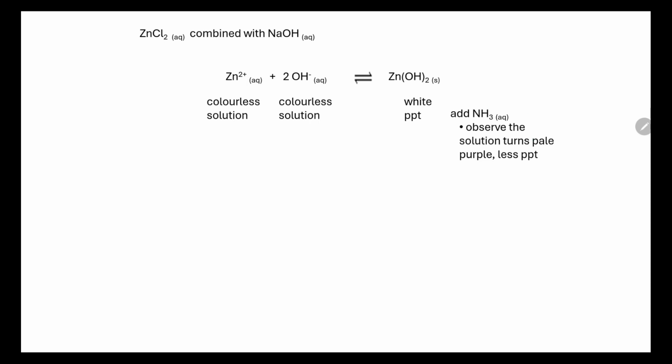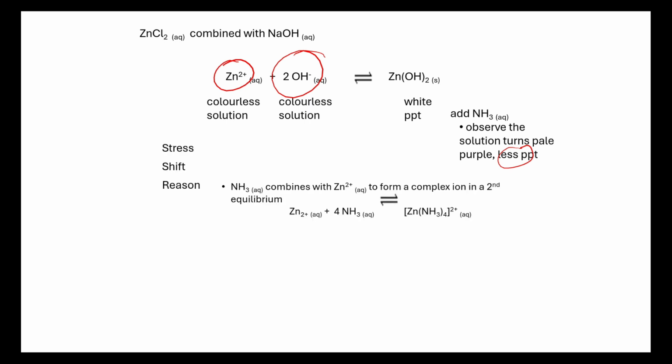So right away, even before I start, the only way that my NH3 could cause less precipitate is if it reacted with one of my 2 ions. So we can look on our chart with our complex ions, which you are being provided with for the lab, and we will see that my ammonia will combine with my zinc ion to form a complex ion in a secondary equilibrium.